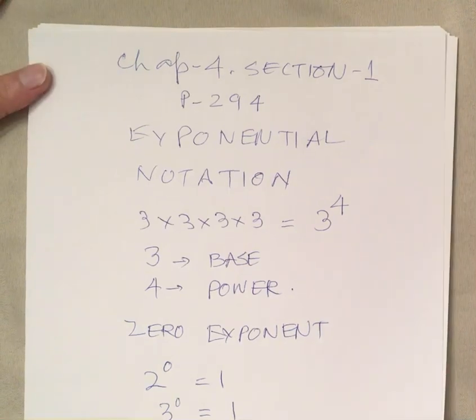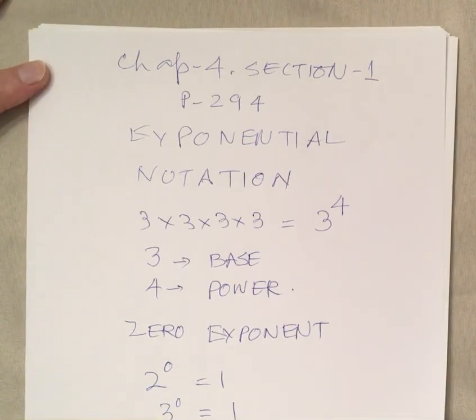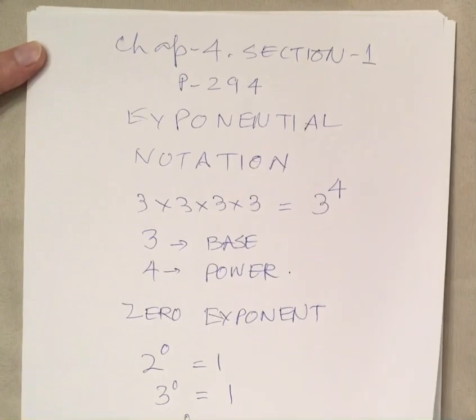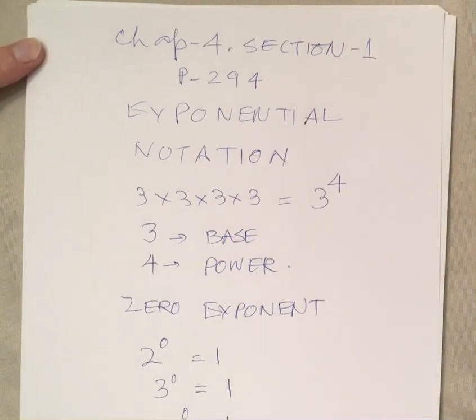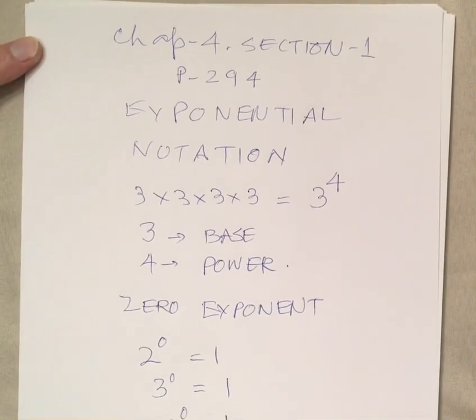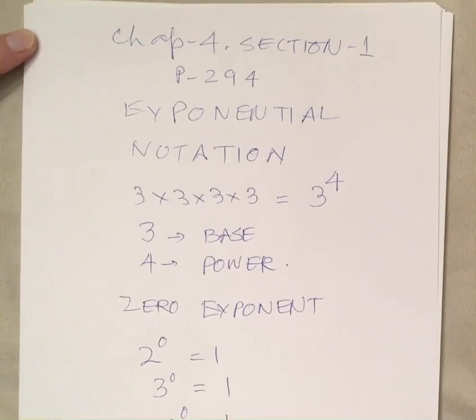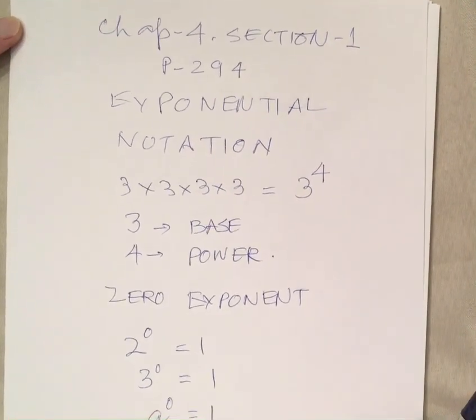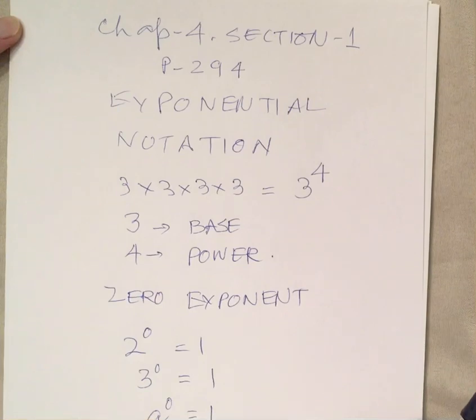We're starting now chapter 4, section 1, on page number 294 in your textbook. What we're talking about today is exponential notation. Say, for example, we have 3 times 3 times 3 times 3. So we have four 3's here. We write it down as 3 to the power 4. 3 is known as the base, 4 is the power.